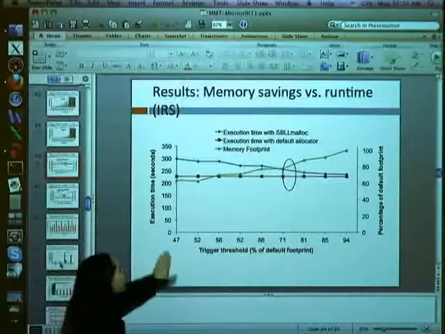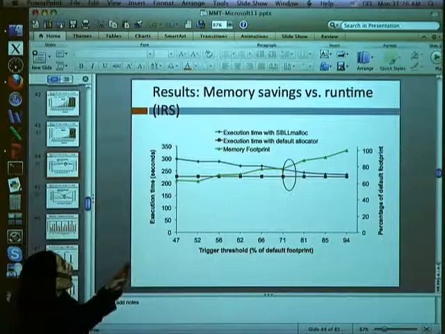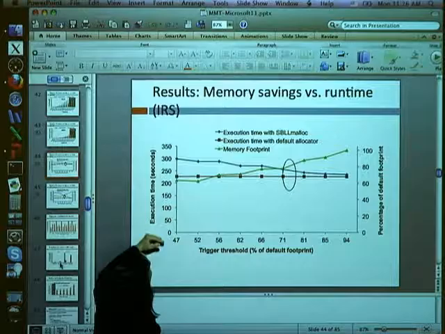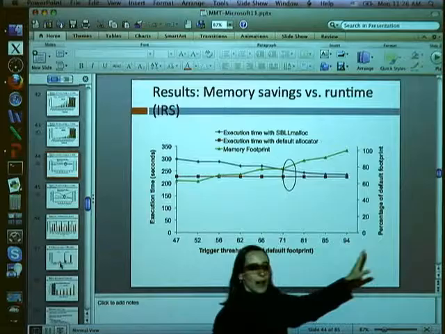Okay. All right, so now let's show that trade-off in another way. Here's the trigger threshold as a percent of the default footprint so that we can show different sizes. This is the trigger point, and then we have the execution time, and then the percentage, this is the memory usage. So now we're plotting memory usage and execution time together.